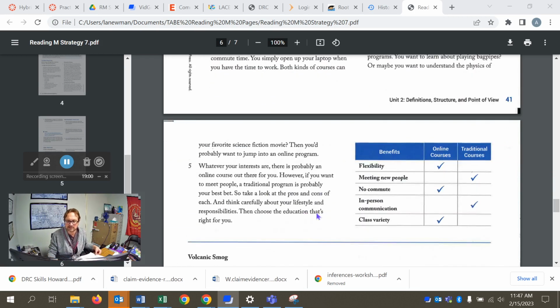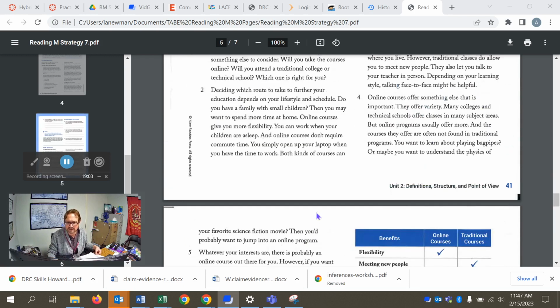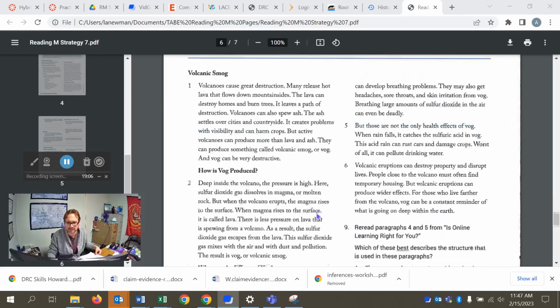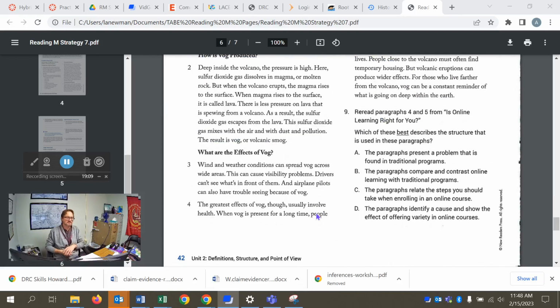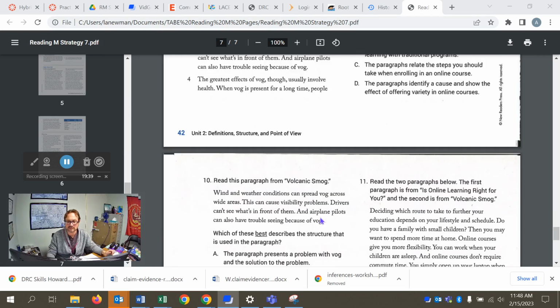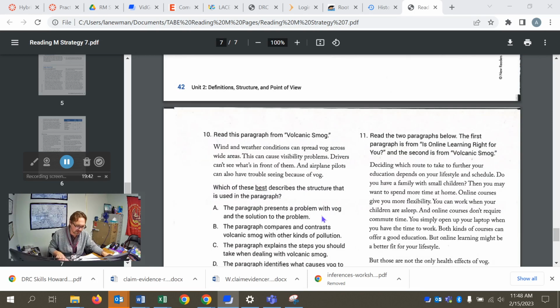Okay, y'all, we're finally on the multiple choice questions here. Here we go, question 9. We had a couple more passages that you should have read at this point: the online learning essay that I mentioned, and then the volcanic smog passage as well. Question 9, reread paragraphs 4 and 5 from Is Online Learning Right for You? Which of these best describes the structure? And it's B, the compare and contrast structure, comparing an online learning environment with a traditional in-person learning environment. And of course, contrast is also part of that.